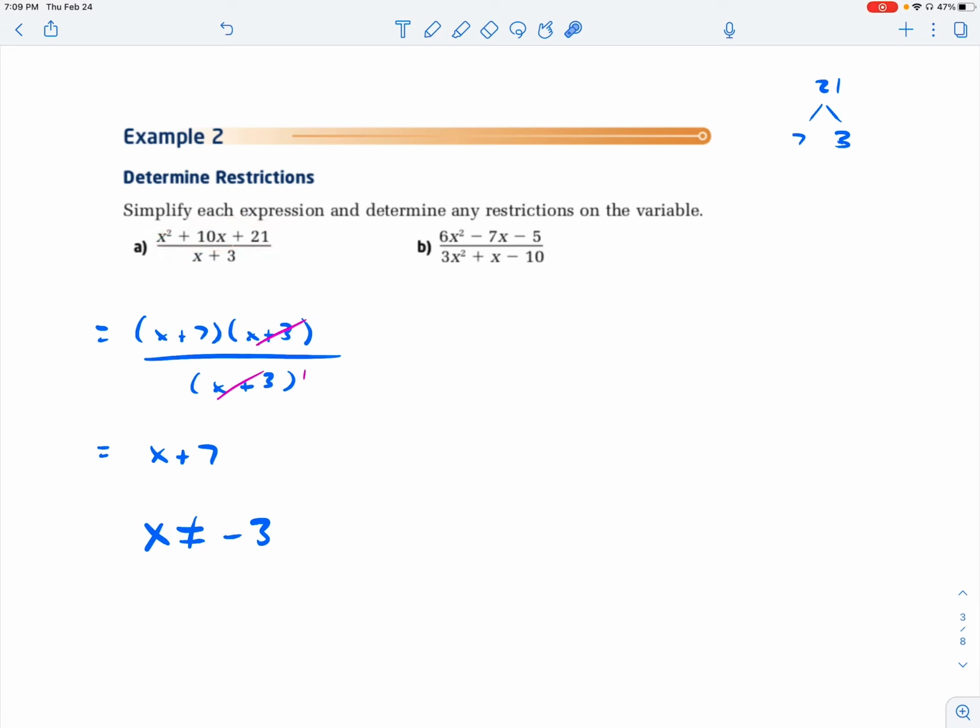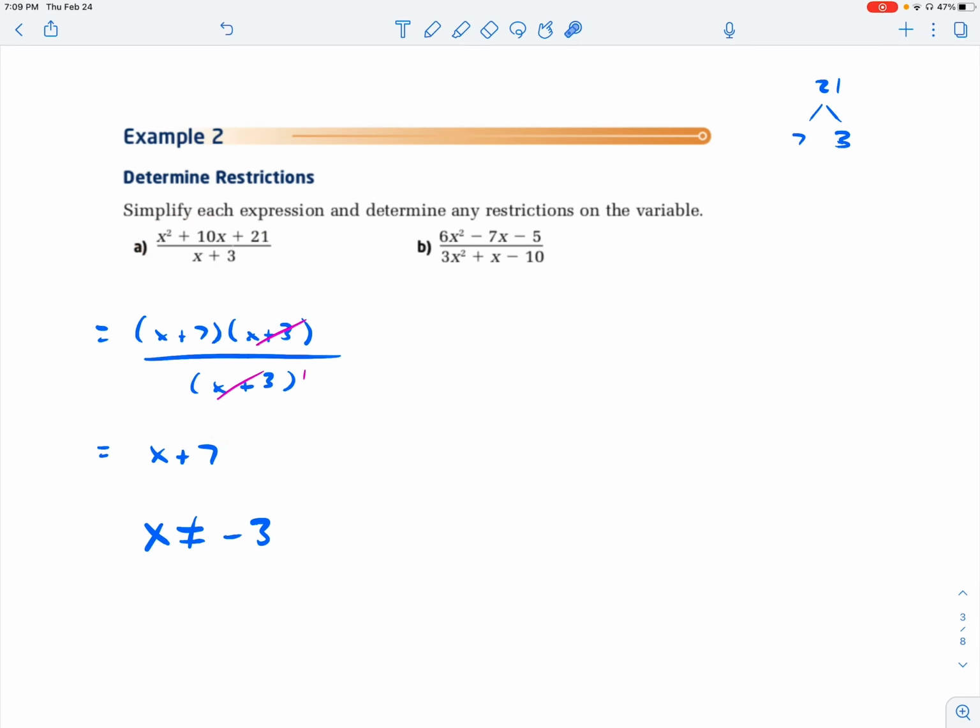For all those values of x, you could put anything into this expression and this expression, and they're always the same. When you put negative 3 into here, this one's okay. It gives you 4. That's fine. But when you take negative 3 and plug it into here, this becomes undefined. And that's no good. You can't have one expression undefined and the other one not and say they're the same.